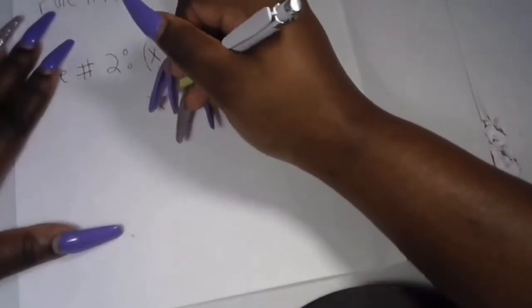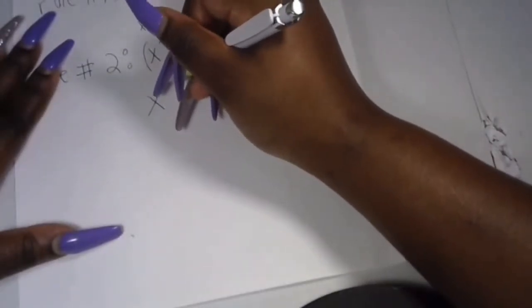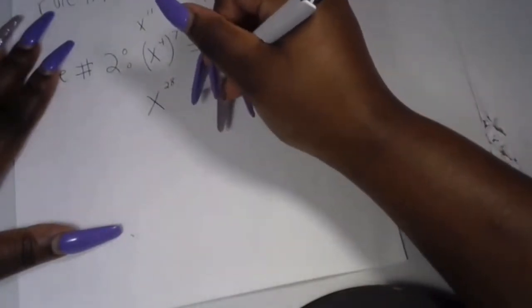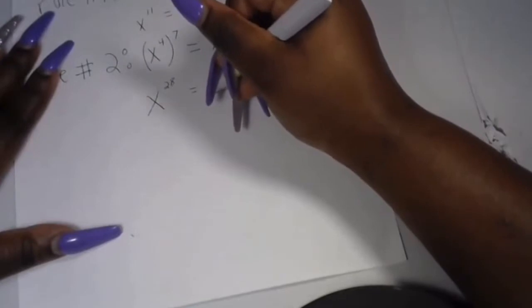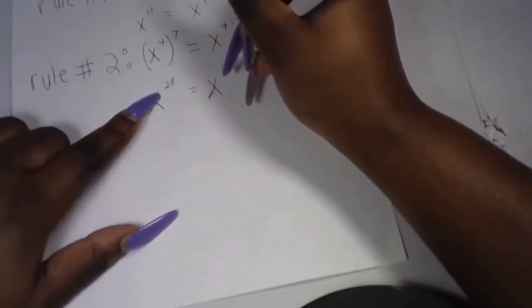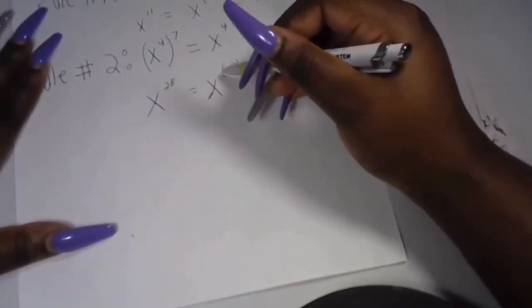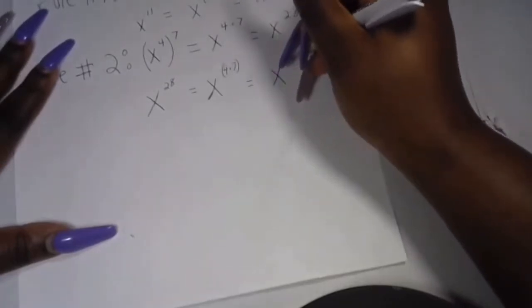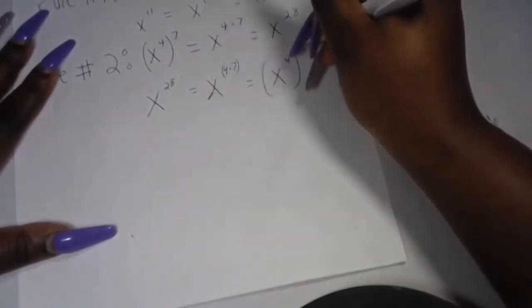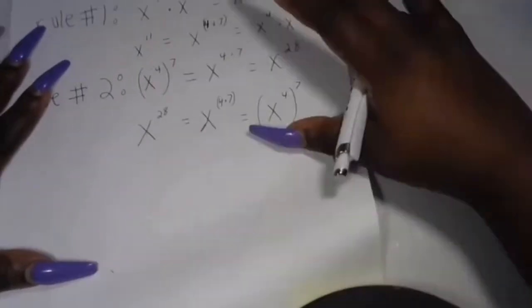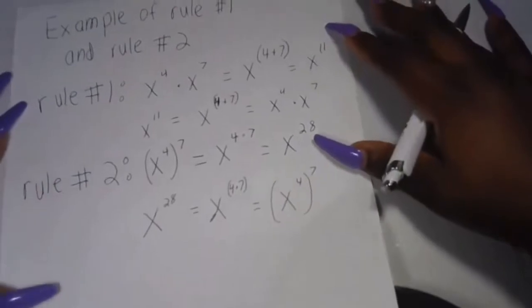Also, x to the 28th power, since 4 times 7 is equal to 28, can be broken down into x to the power of 4 times 7. And then this 4 times 7, if the exponents are multiplied, can be broken down into x to the 4th and all of that to the 7th power. Here's an example of rule number 1 and number 2.